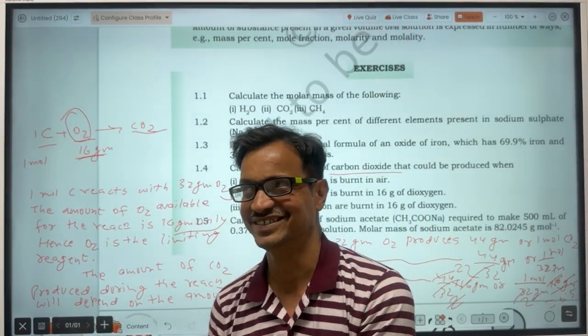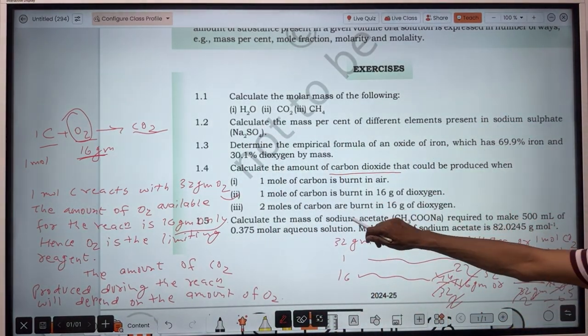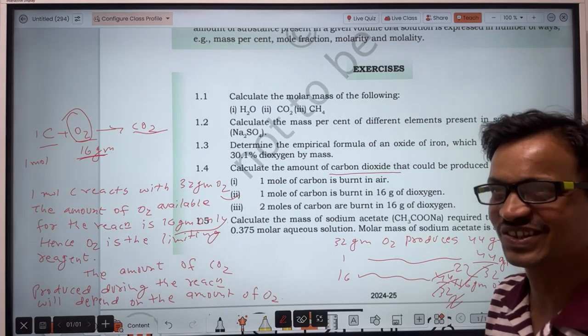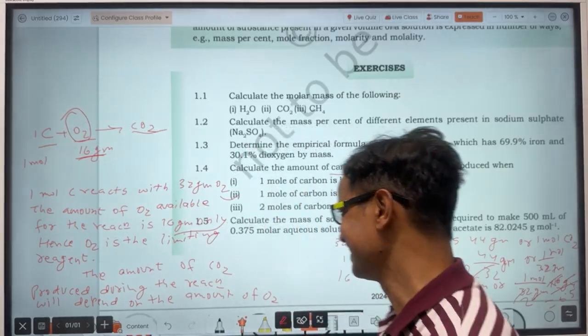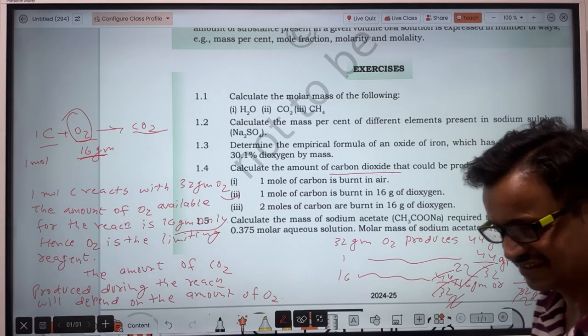Okay guys, now it is the same reaction, but the nature of the question has been changed for the third one. The nature of the question has been changed and the reaction is the same. So let's see how to solve this question. First of all, write it.